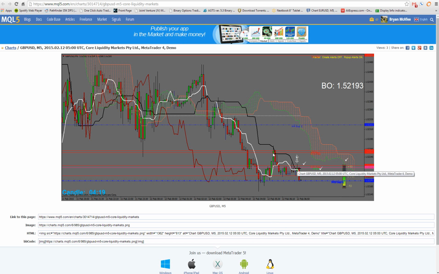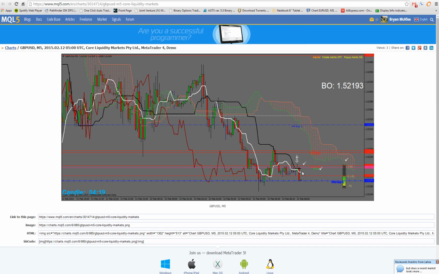This one up here would have been a good trade too if you caught it. It had M15. I think it's M15 and something else. But both of these would have been okay trades. Not a recent market, looks more like a range.